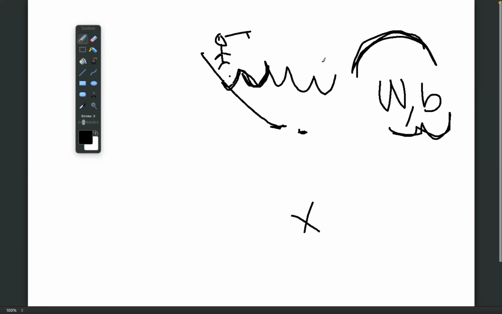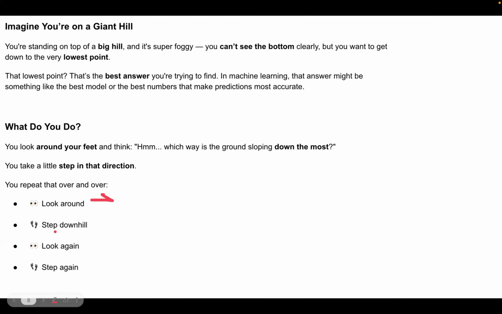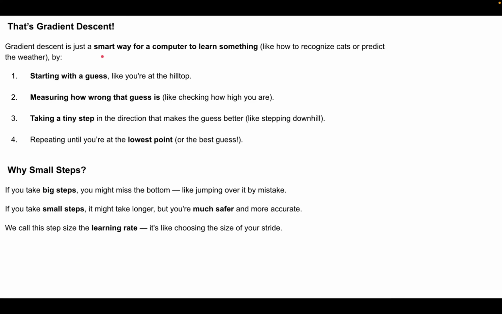So what do we do? We look around. We look for a number W that is a bit closer to what we are looking for, and then we go down and look again. Am I there? No. We go down until we get to somewhere around here. So you look around, step down here, look again, step again. You keep repeating the process. And that's exactly what gradient descent is.